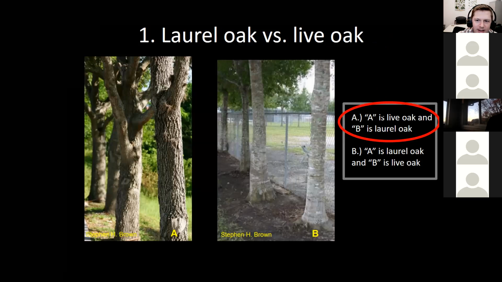So it was A. A on the left-hand side is the live oak, and B is the laurel oak. And 11 out of the 13 respondents had the right answer. So that was pretty good. Good job, guys.